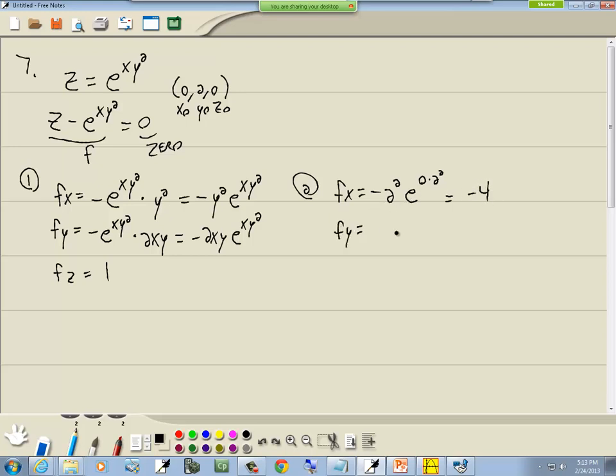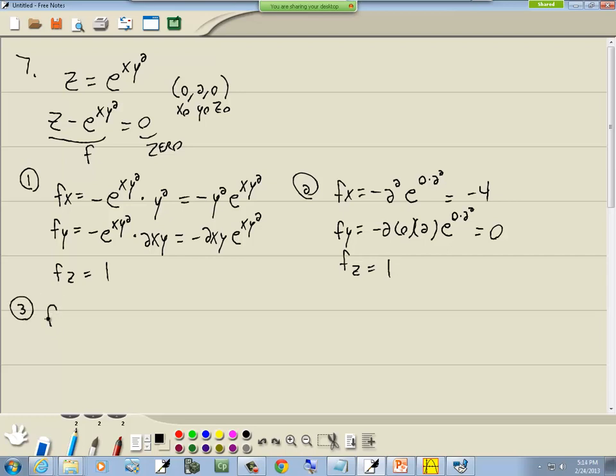Partial with respect to y. We're going to have negative 2 times x, which is 0, times y, which is 2, times e to some kind of power. Doesn't really matter. I'll write it down, though. Because this 0 right here means this is automatically going to be a 0. And then this is going to be 1.